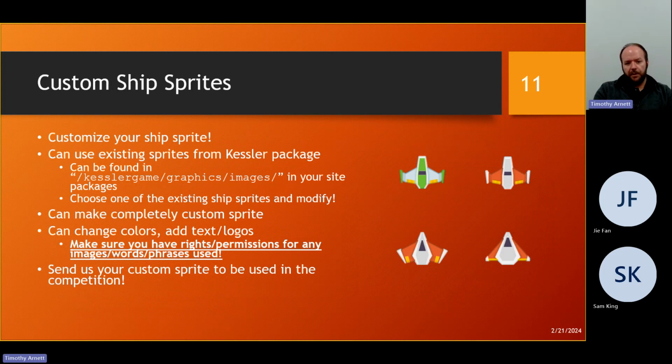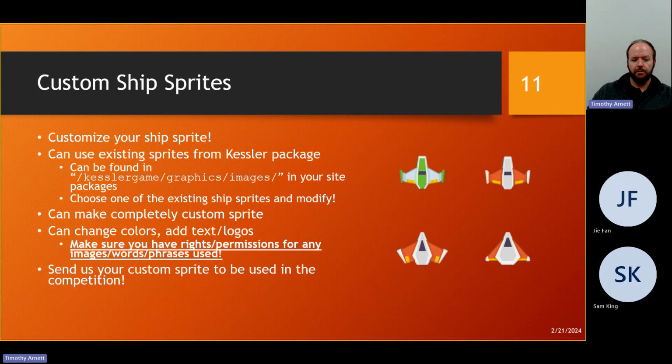Getting into your ship sprites, this is one of the more fun things that we only had one team do last year, unfortunately, but we're hoping to see a lot of teams participate in this. So we want to see custom ship sprites. You can take a look at the existing ship sprites in Kessler in that directory in the graphics and then images. And you can choose one of the existing ones and modify it, or you can make your own from scratch. It's up to you. You can do a completely custom one. You can change the colors, add text and logos.